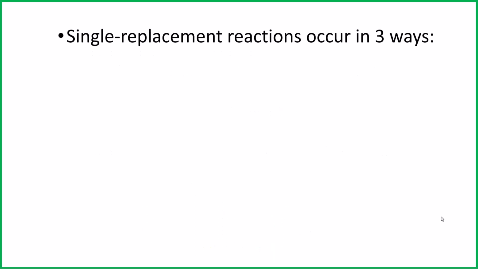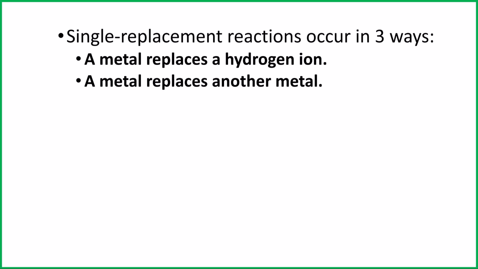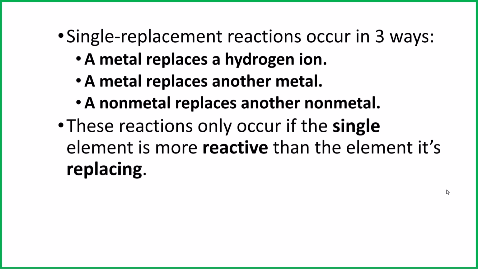Single replacement reactions occur in 3 particular ways. First of all, a metal could replace a hydrogen ion. Secondly, a metal replaces another metal, as we just saw. Or a nonmetal replaces another nonmetal. So we're replacing substances that have like properties here.